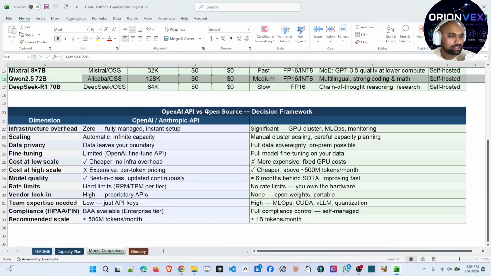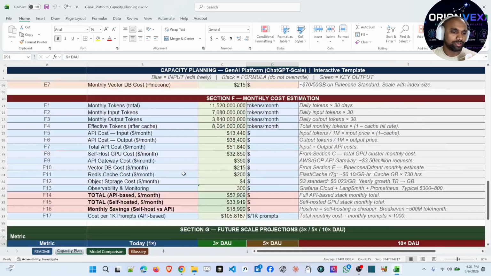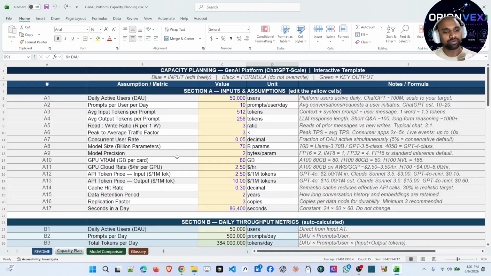If we consider the OpenAI API versus open source deployment frameworks, this is all about how we can do capacity planning as a part of the system design for any generative AI platform.